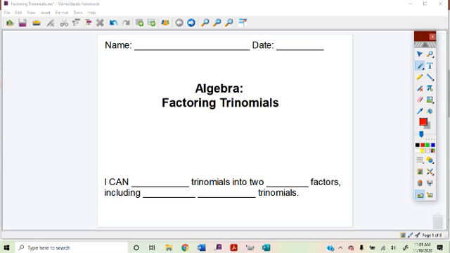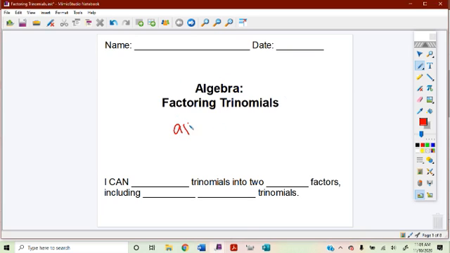A trinomial, for the sake of what we're doing here, is going to be something that looks like ax squared plus or minus bx plus or minus c. So it has three terms. One will be a squared term, one will be just a plain x, and one will have no variable at all. It is also possible, we won't do it in algebra, to have a trinomial that doesn't have that exact breakdown of variables and exponents. But for everything we're going to do for algebra, we're going to have things that are x squared, x, and then nothing.